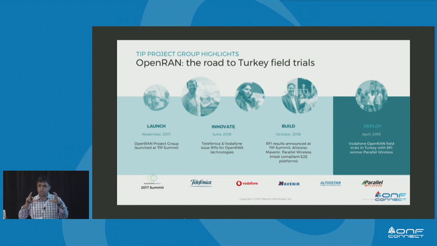So I'm going to take a little bit of a zoom-in approach right now, just trying to give you an example of some of the key project groups so that you get a sense of how we've actually achieved success. If you take the example of the Open RAN project group, this was launched in 2017 at the TIP Summit. And the idea was to bring some of the key operators together to define requirements for what open radio access network should be all about, right?